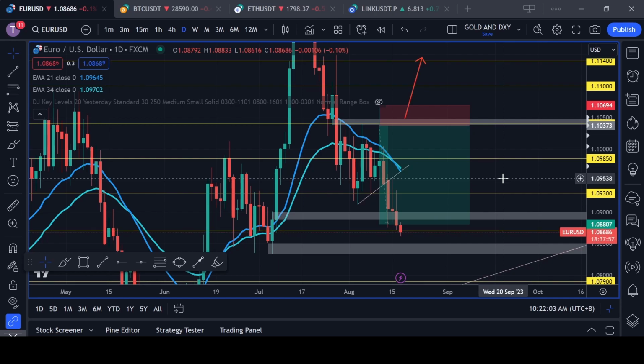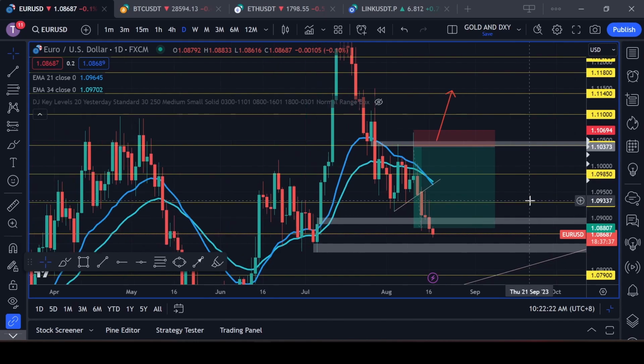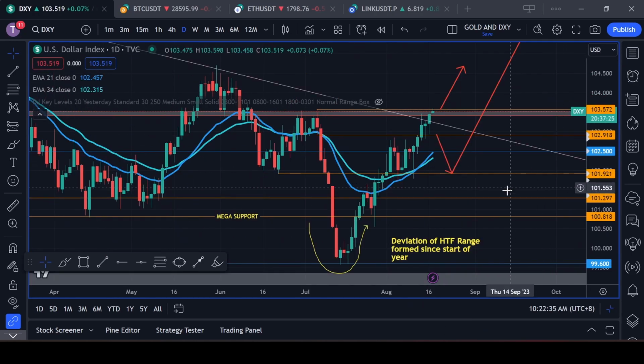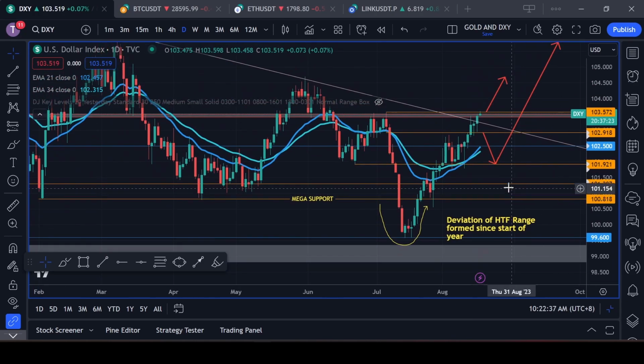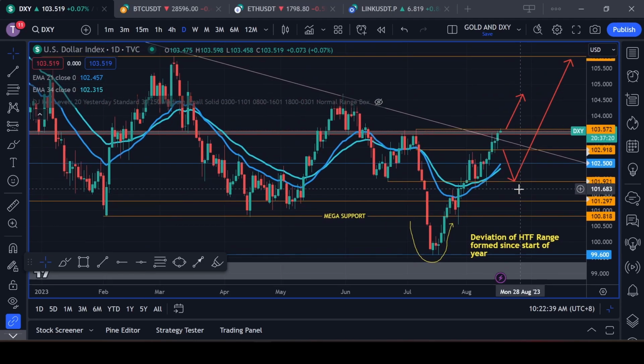So before covering EURUSD, let's move over to DXY first because EURUSD moves inverse to the US dollar. Okay, so this is my DXY chart, and I took the EURUSD short last week, so price was around this region over here.